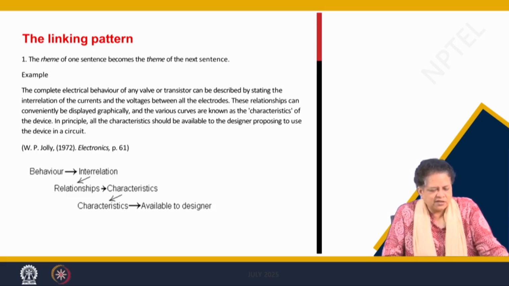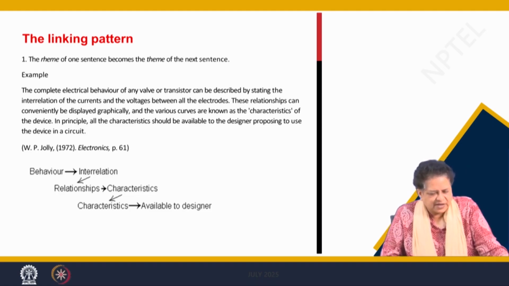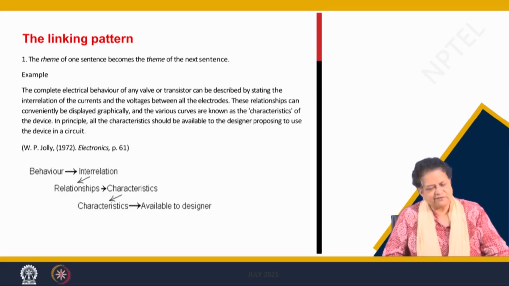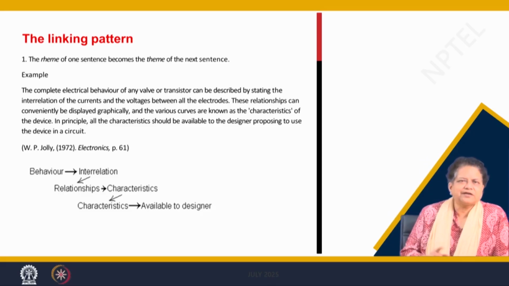So, if you study the sentences, you find that the first sentence describes a behavior, the second interrelation, the third relationships, leads on to characteristics, and the last is available to designer. So, there is a linking pattern in this paragraph of 3 sentences.